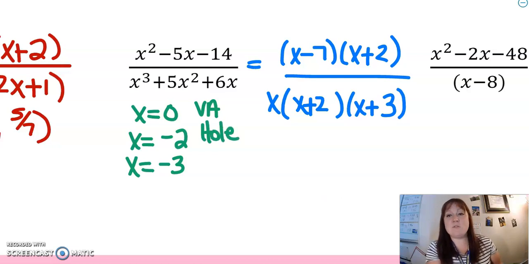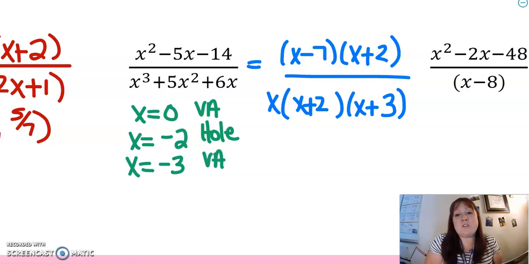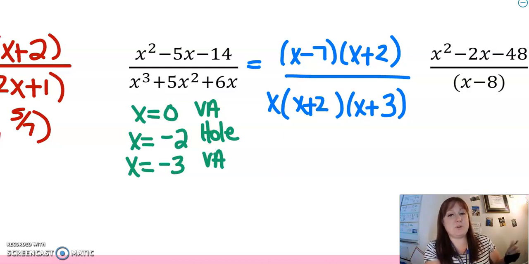If I plug in -3, I'd get some number over 0, so that makes that a vertical asymptote. The other way you can find a hole is to see what factors they have in common. Well, this has an x plus 2 in common, so I know that's going to cancel out. Since it cancels out, it creates a hole. So I know I have vertical asymptotes at 0 and -3. I have a hole at -2.